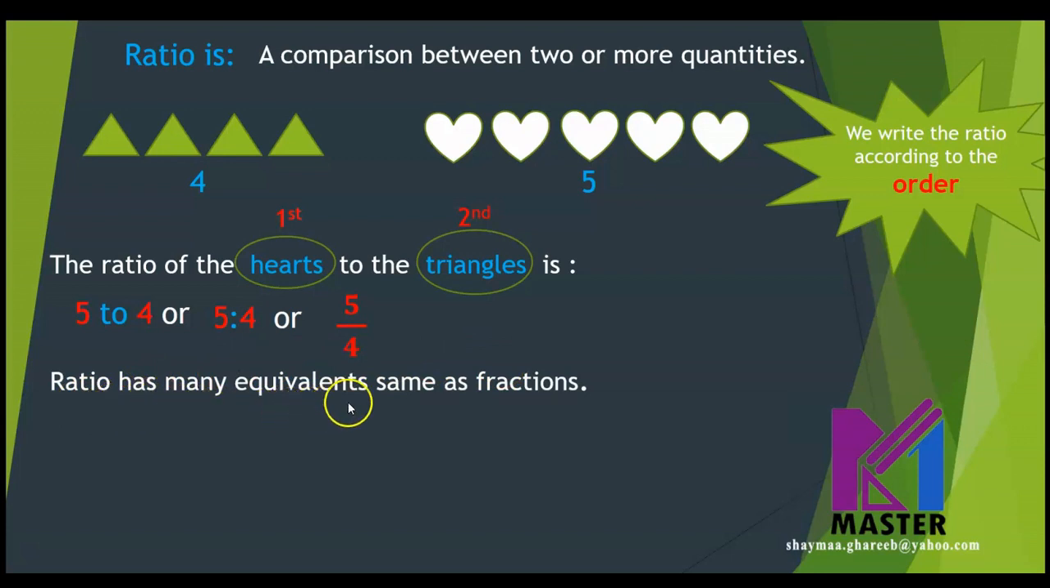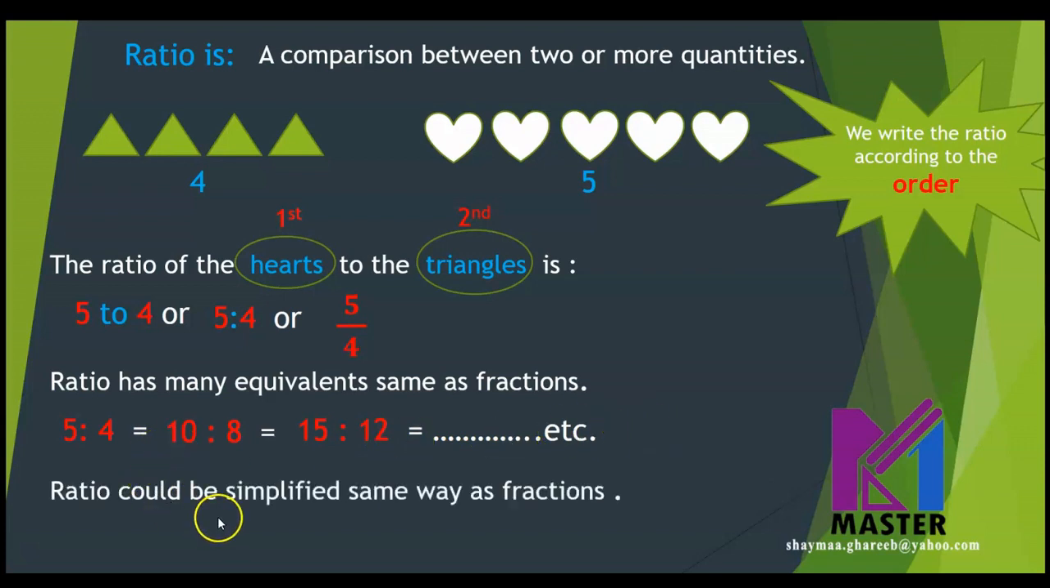Also, ratio has many equivalents, same as fractions. I can find equivalent ratios to any ratio. For example, the 5 to 4, I can write it as or equal to 10 to 8. If you multiplied both by 2, you will get 10 to 8. Or I can multiply it by 3, so I will get 15 to 12, etc. Is it clear? So we can find the equivalent ratios for any ratio.